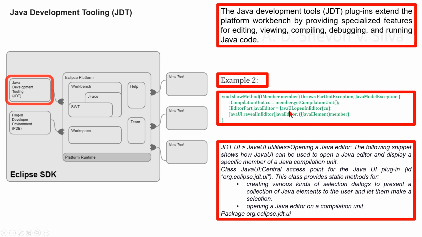The class JavaUI, the central access point for the Java UI plugin, ID org.eclipse.jdt.ui. This class provides static methods for creating various kinds of selection dialogues to present a collection of Java elements to the user and let them make a selection. Opening a Java editor on a compilation unit. This is in the package org.eclipse.jdt.ui. The methods openInEditor and revealInEditor also work for class files and members contained in class files.